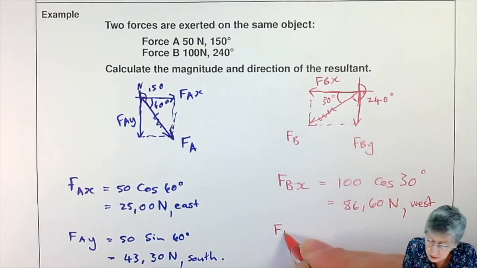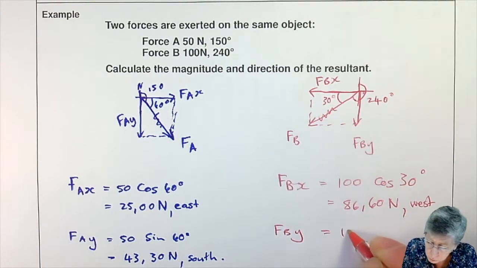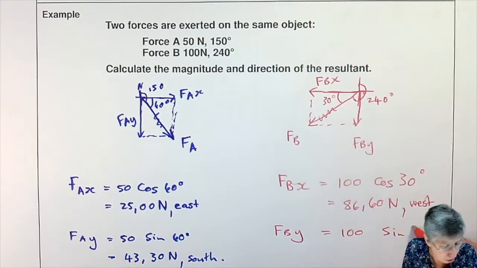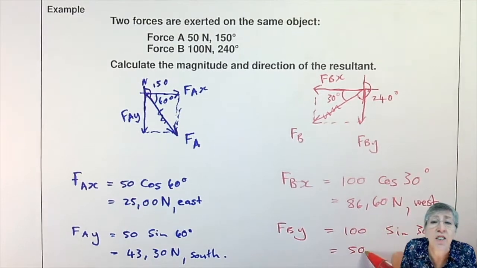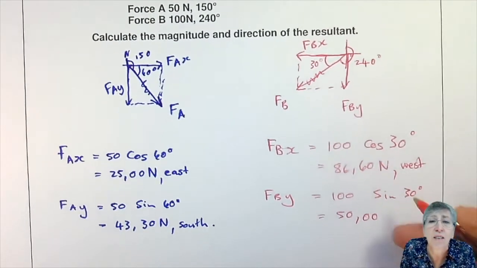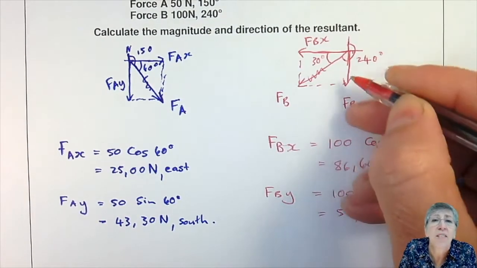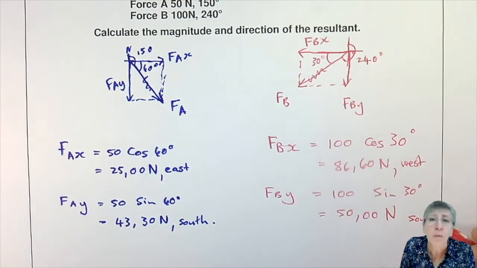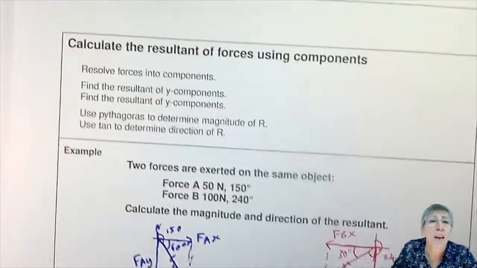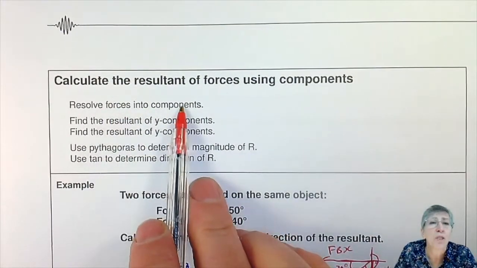Right, and we're doing the same for the Y component. That will be 100 sine of 30, and you end up with 50. And remember, you're not allowed to write just that 0, 0, 2 places after the comma. Right, and that is also towards the south. Right, so now we have resolved the forces into components.